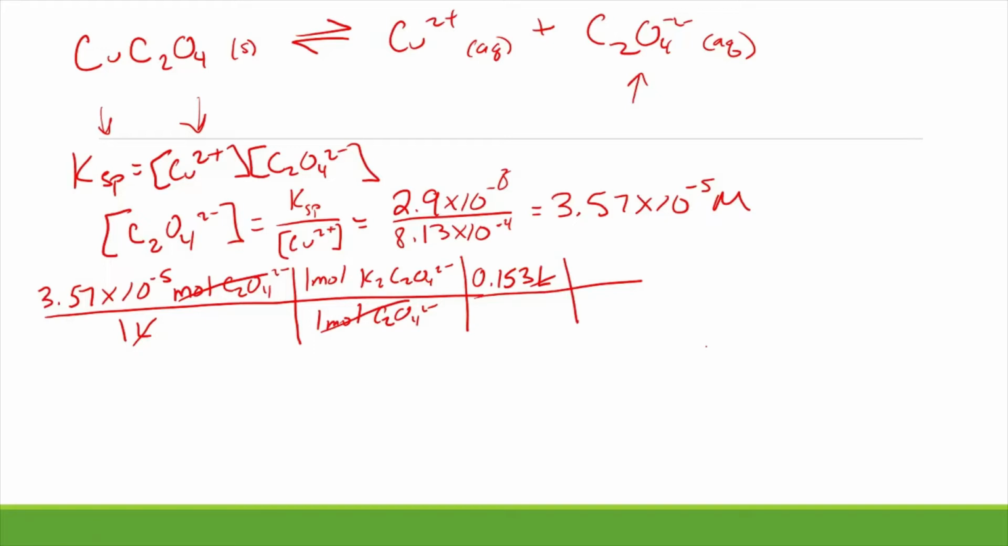And now we have moles of potassium oxalate. But we need grams. So we're going to use good old molar mass, which is 166.22 grams for every 1 mole. And then lastly, we need milligrams, so 1,000 milligrams for every 1 gram. And then you get 0.908 milligrams.